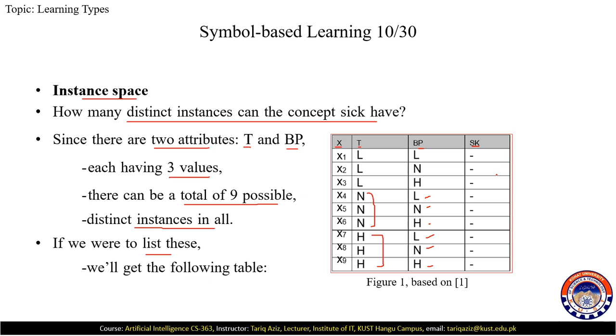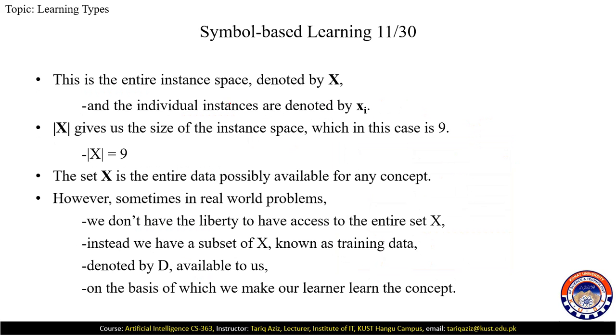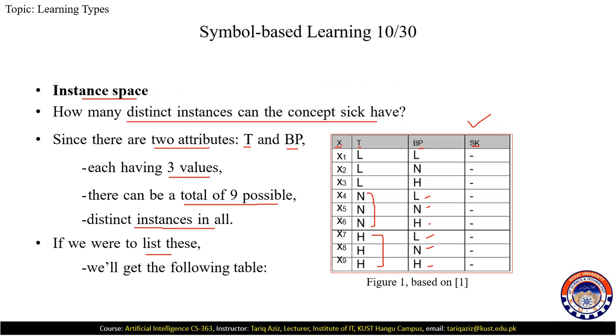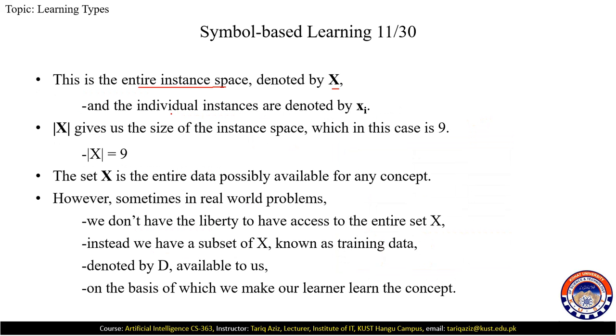Oh, so this is the table, this is the list. Okay. Now here, a little bit of explanation about the notation. It says the entire instance space is represented by x. So in this case, this x column is our entire instance space. These are our possible instances. This column x is all of the possible instances, and the individual instance is denoted by xi.